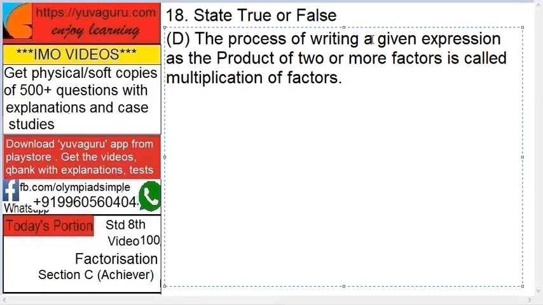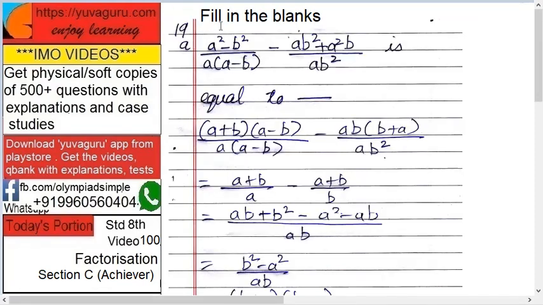The process of writing a given expression as a product of two or more factors is called multiplication of factors. That is false. That is called factorization. Okay, this is factorization. Next, fill in the blanks.